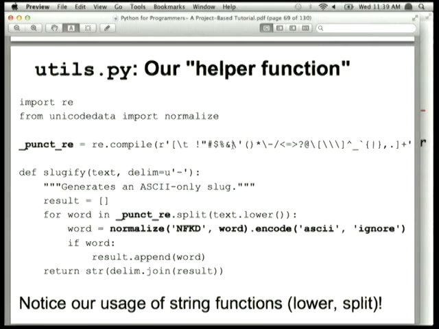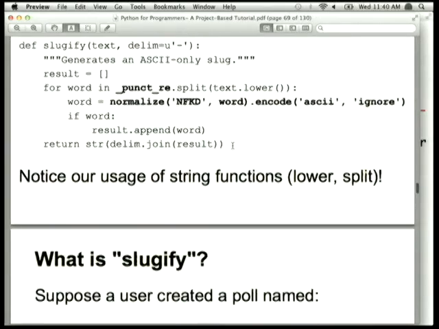And this utils helper function is doing something called slugify. It's essentially just generating an ASCII-only slug out of any sort of string that we can give it. It is doing things like lower and split and encode, which are all string functionalities. And then it is returning a string, right? As you can see, at the end it's returning a string that has been delimited and is joining the result of that.